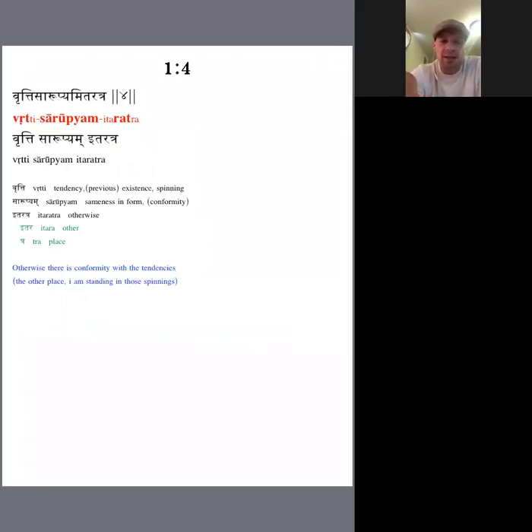Next one says, vritti sarupyam itaratra, which is saying, if I don't stand back from the drama in the past, the spinnings in my field of awareness, then I identify as the spinnings. And we see this all the time in how people say, I feel, or I am, or whatever, and then they're identifying. Whatever follows the word I is going to be an identification, usually. So here, what's being said is, if I don't stop back the spinnings, the old patterns from the past, then I'm going to identify as them.